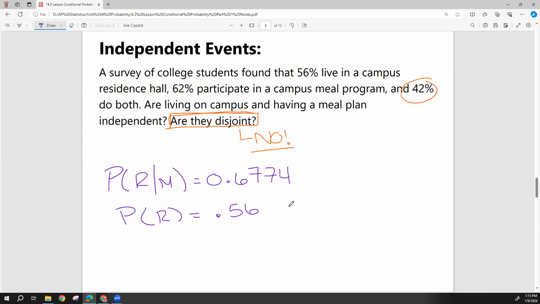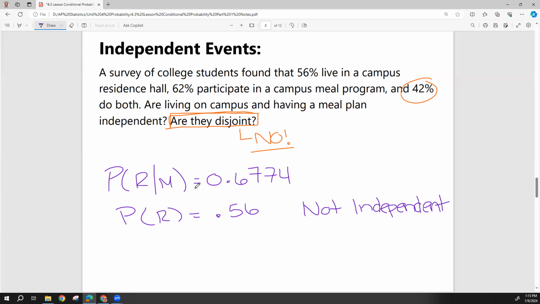If you think about this in terms of grades on a test, a 56 and a 68 are very different. One is an F and one is a D+. So they're not very close. They are definitely not equal. And so that means that there is some relationship between living on campus and having a meal program. And this relationship means that these two things are not independent. So they are not independent because they're not equal.